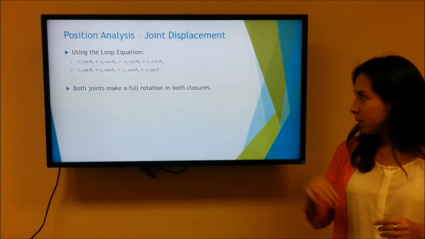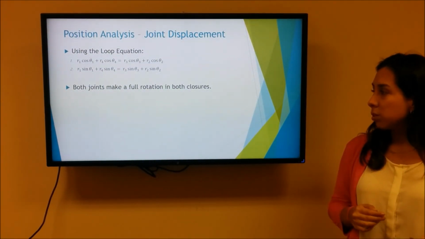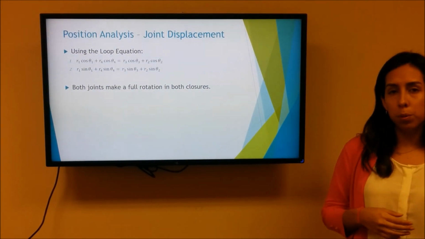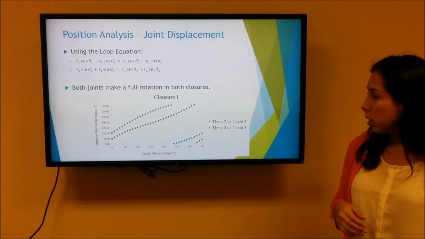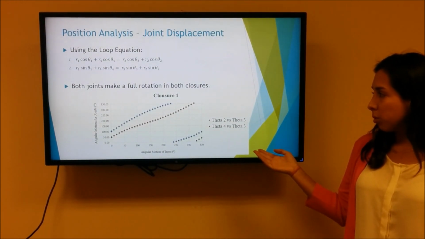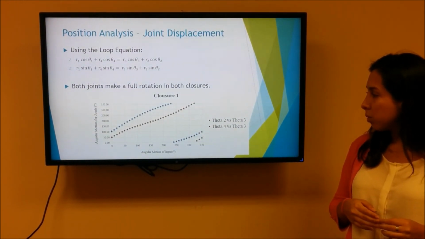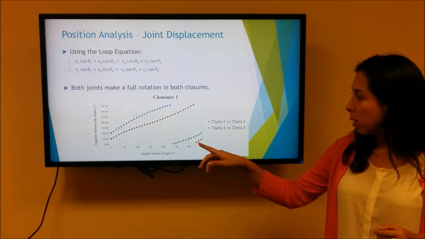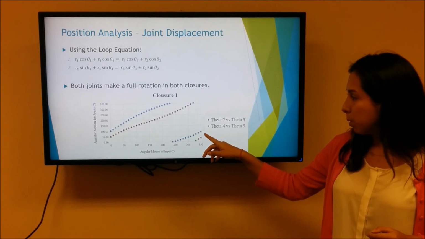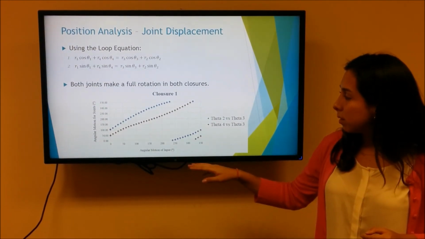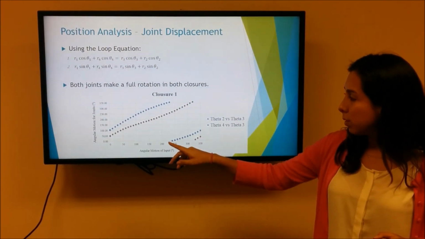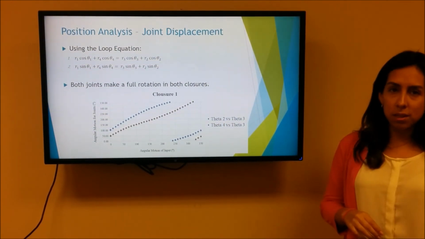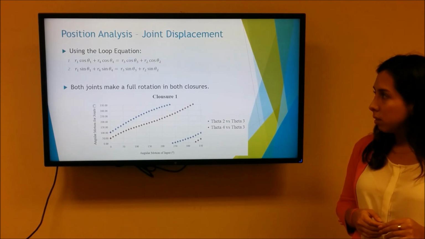Next, we're going to use the loop equations to calculate the full rotation of both closures. And here's an example of closure 1. As you can see, the angle theta 2 goes all the way from 100 and ends up at 100 again. And for theta 4, it starts at 50 and goes all the way and finishes at 50. That means they make a full rotation.